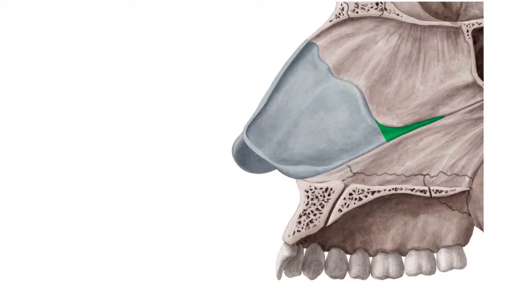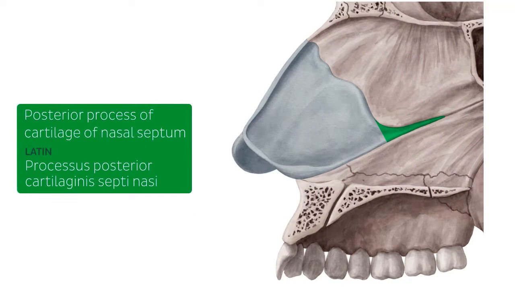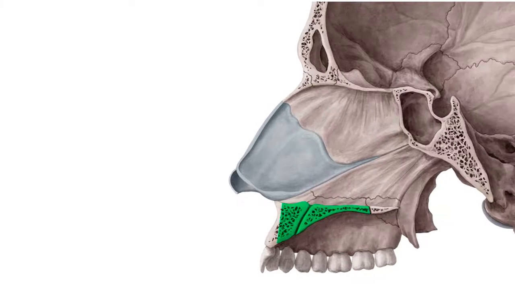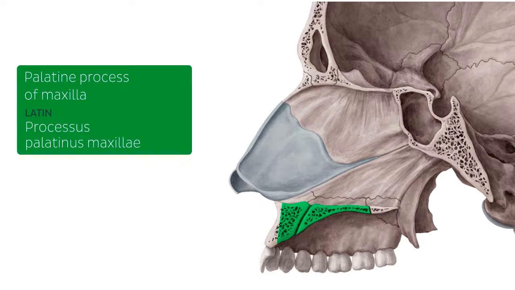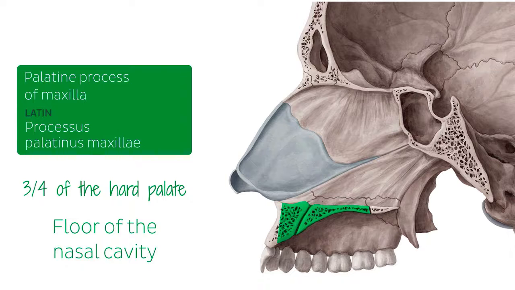Here we can see the posterior process of the cartilage of the nasal septum. This expansion is formed at the junction with the lateral nasal cartilages. Another bony structure that we can see in the view of the medial wall of the nasal cavity is the palatine process of the maxilla. This is a horizontal plate that makes up 3/4 of the hard palate. It makes up the majority of the roof of the mouth and the floor of the nasal cavity. The incisive foramen we can see here transmits the greater palatine vessels and the nasopalatine nerve. It is situated in the midline just posterior to the upper incisors.